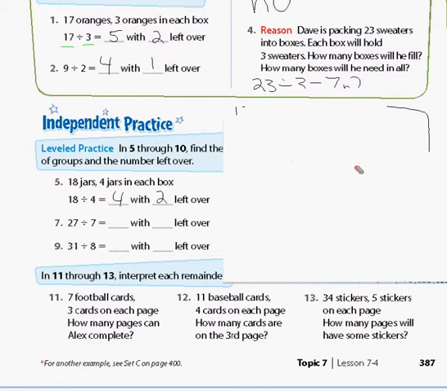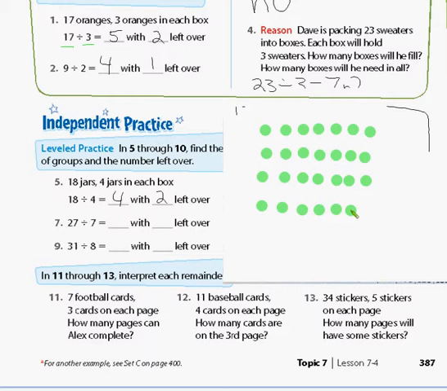Okay, next problem. Problem number 7. Okay, problem number 7 is 27 divided by 7, so I'm going to make an array of 7. 1, 2, 3, 4, 5, 6, 7, 8, 9, 10, 11, 12, 13, 14, 15, 16, 17, 18, 19, 20, 21, 22, 23, 24, 25, 26, 27.